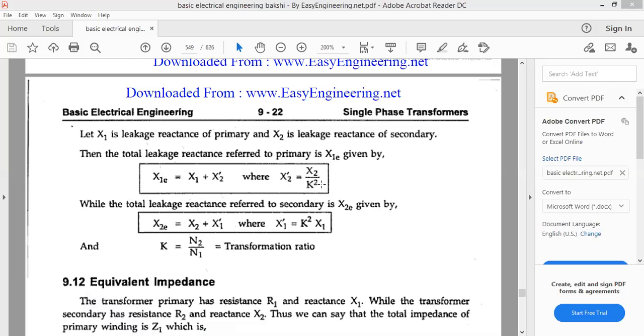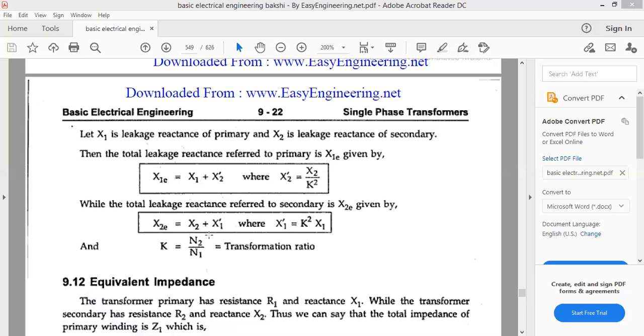We covered this in the last video which I uploaded. There we have mentioned X01 or X1E, based upon the textbook notation. It is the total reactance referred to the primary, X01, which is a combination of X1, the primary winding reactance, plus X2 dash, the equivalent reactance referred to the primary. Similarly, the primary winding reactance can be brought to the secondary, and then it becomes X1 dash. So here we get X1 dash equal to K square into X1.